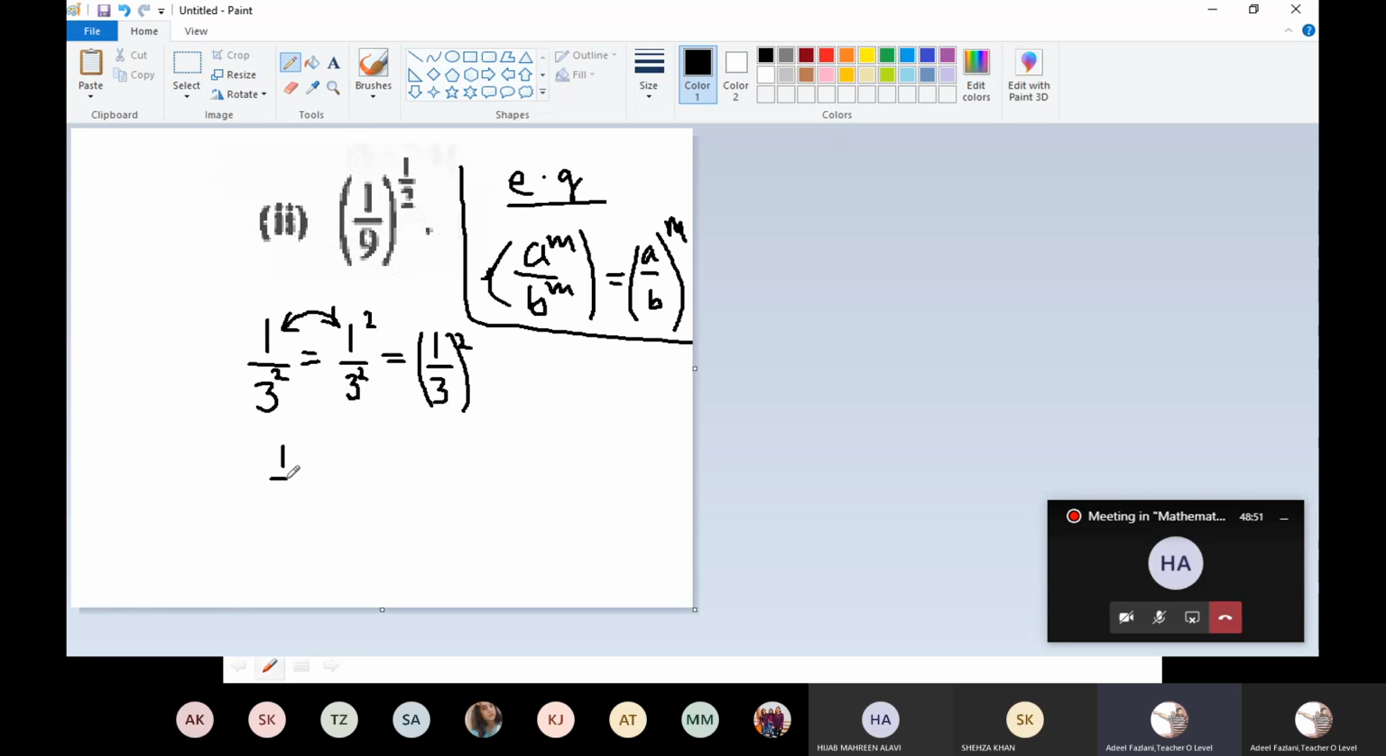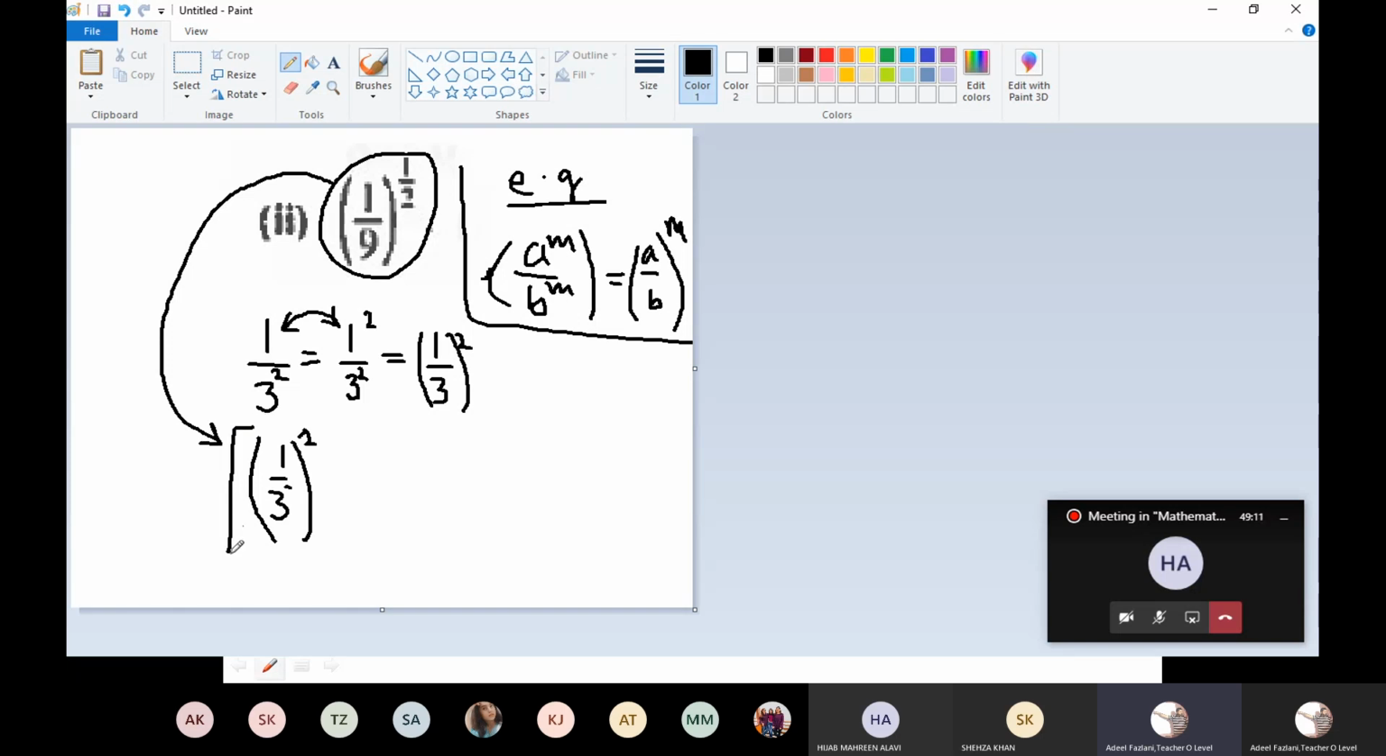If I'm saying (1/3) whole square, originally it was given as (1/9) whole power 1/2. So now this will remain whole power 1/2. Got it?